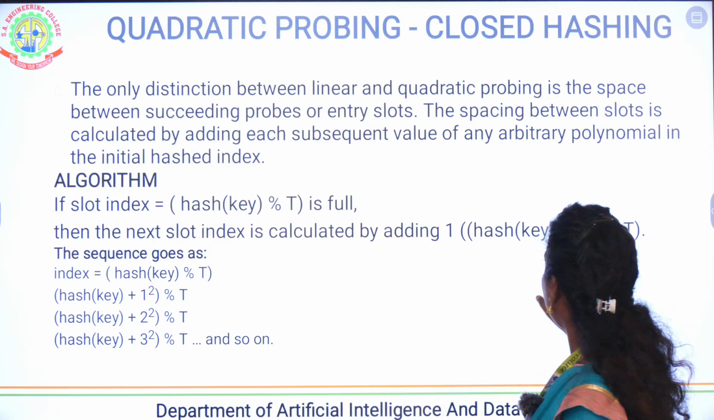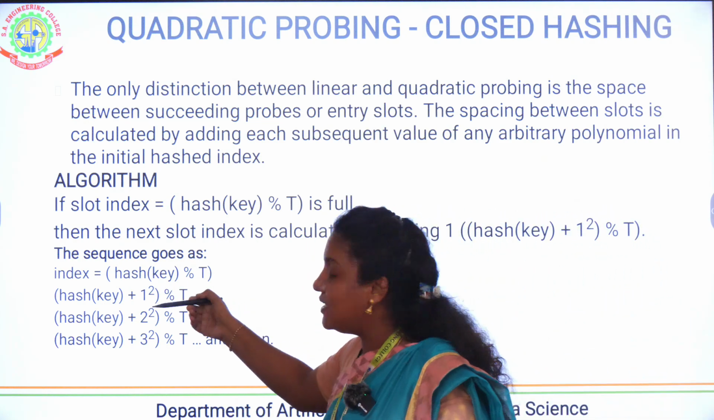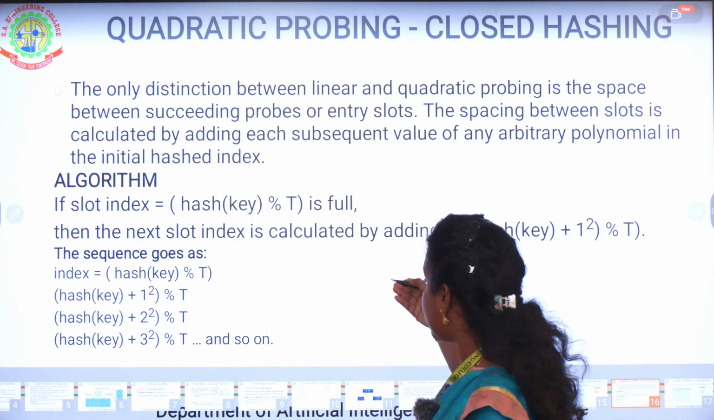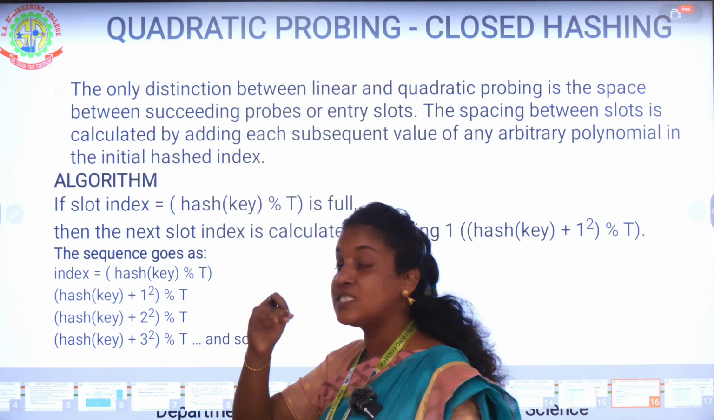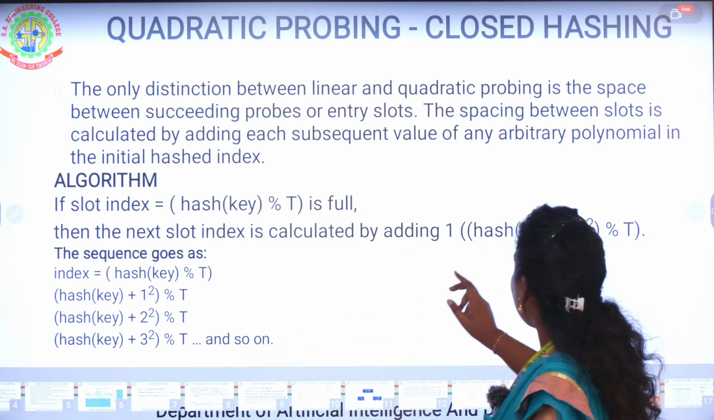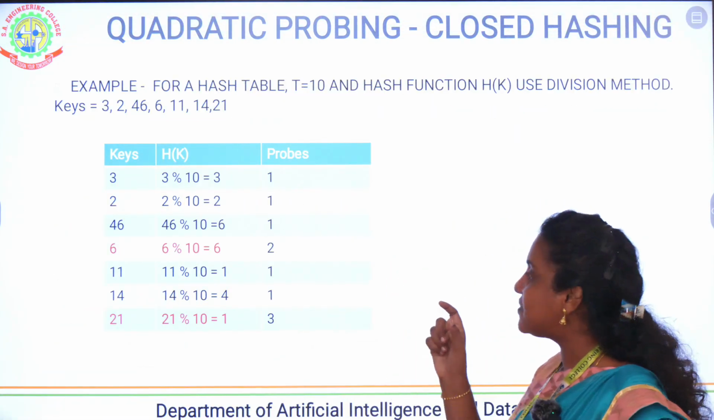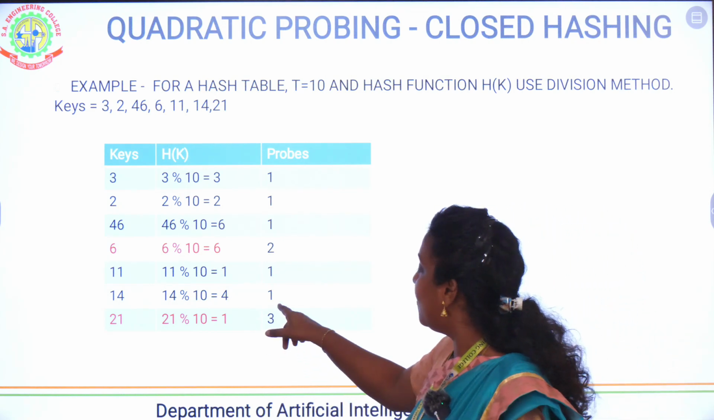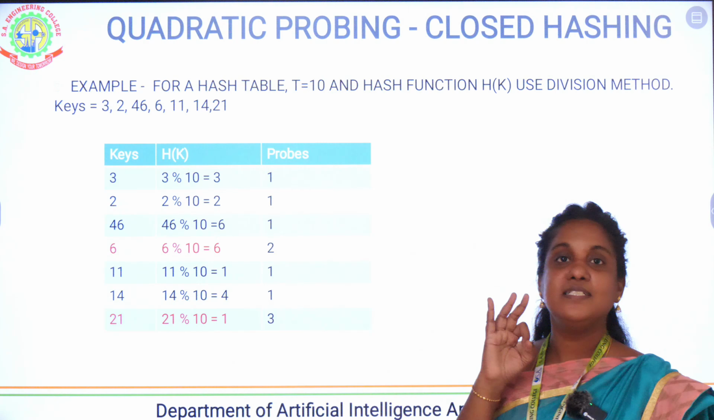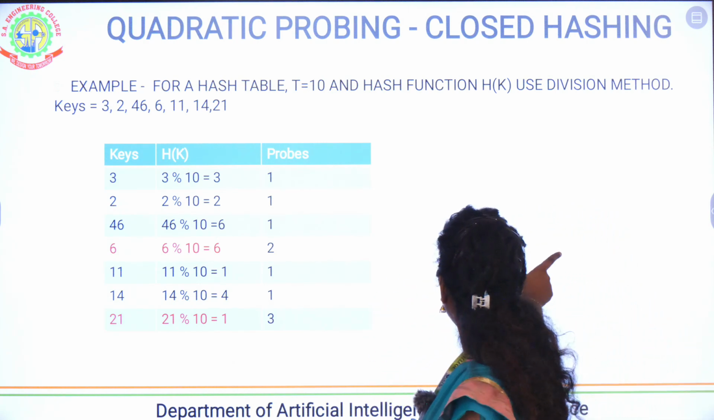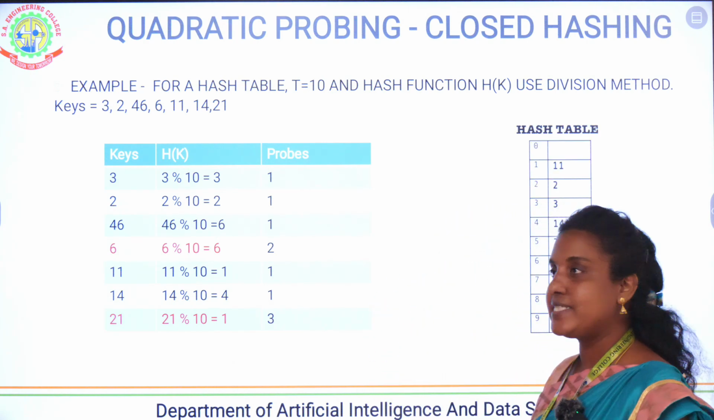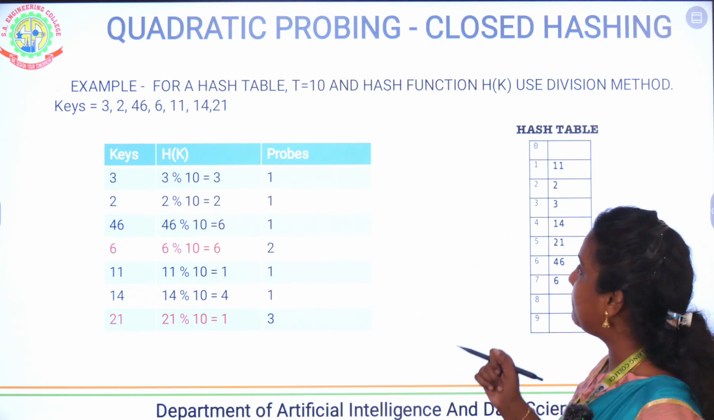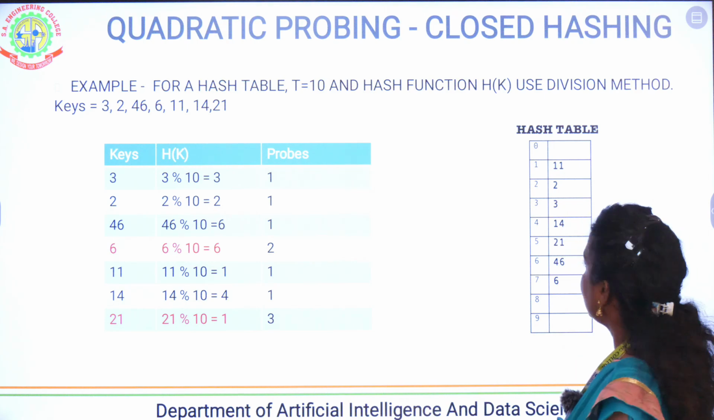But in quadratic probing, because we are taking the index value or the next values and making the square of it, instead of searching linearly, it will have some interval spaces to find the free slot. So here for 21 it is taking 3 times to search the next free slot. So this is the resultant hash table after applying the quadratic probing.